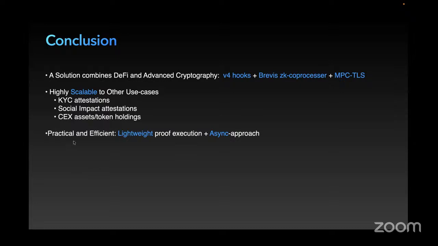And another advantage is all the zero-knowledge proofs are quite lightweight. Also, this is an asynchronous approach, meaning the user doesn't need to create the attestation within his swapping operation. He can first create an attestation, make sure he satisfies the condition, and then proceed with the DeFi operation later. So it doesn't affect his user experience. Yeah, I think this is pretty much about our project, the technology and the basic idea, and the conclusion. So yeah, thanks for the time.